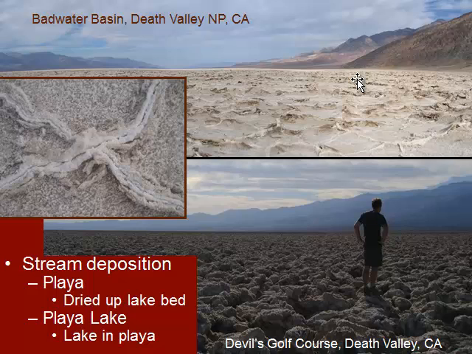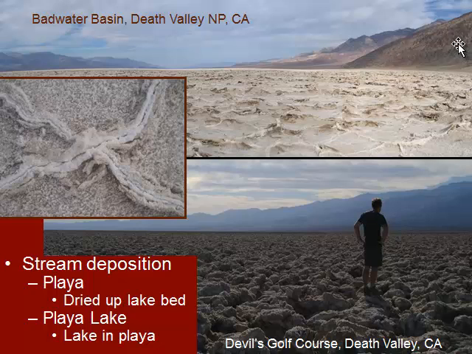These are called playas, where you have this wide, flat area that in the wet season might fill up with water. We call that a playa lake. Then it might drain out or evaporate away during the dry season. What you're left with are clay deposits, which is why it has that brown color, and salts, which is why it has the white color. That's what you see here, salt deposits in this area. It's just absolutely amazing topography.